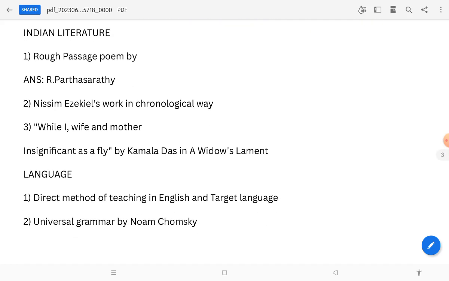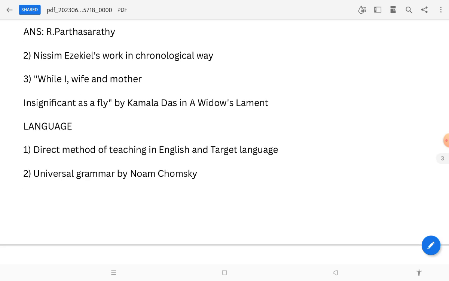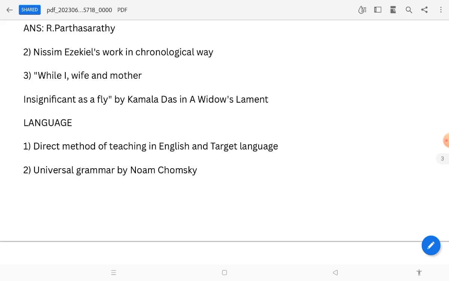So let's see about the Indian literature questions. So there is a question, Rough Passage poem by R. Parthasarathy. So Rough Passage poem is by R. Parthasarathy. Then there is a question, Nissim Ezekiel's work, you have to arrange it in chronological order. I think there are two questions about Nissim Ezekiel. One where you have to arrange them by their birth year. And there is another question where the works of Nissim Ezekiel were asked.